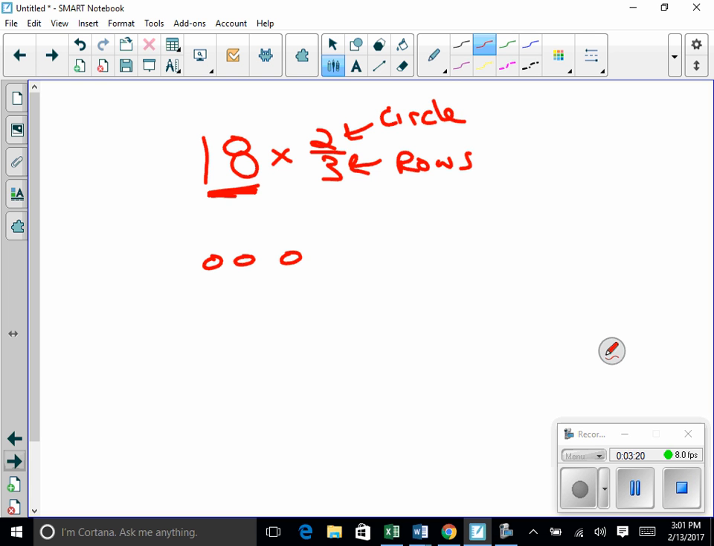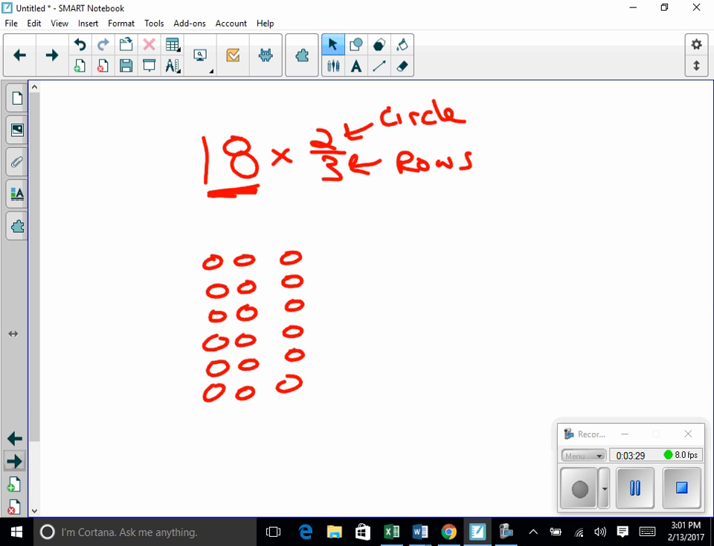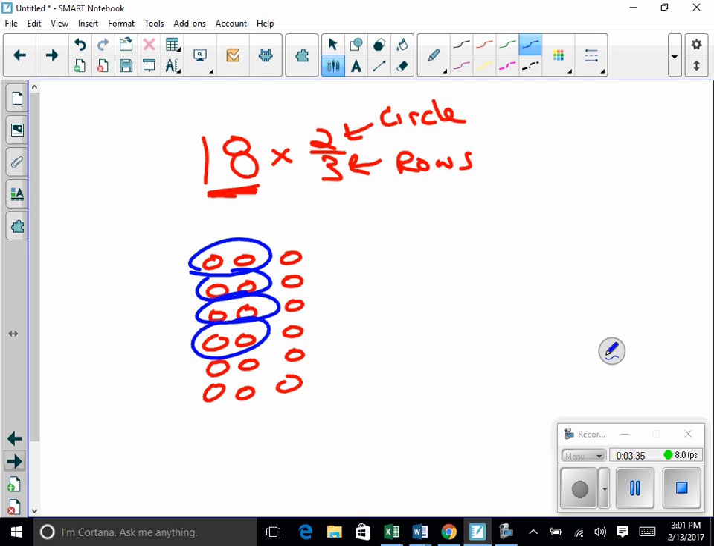1, 2, 3, up to 18. Okay, you have 18 dots in rows of 3, and now I need to circle 2 out of the 3. 2 out of 3, 2 out of 3, and so on for every row. Now all you have to do is count what you circled: 2, 4, 6, 8, 10, 12. Your answer to that one is 12.